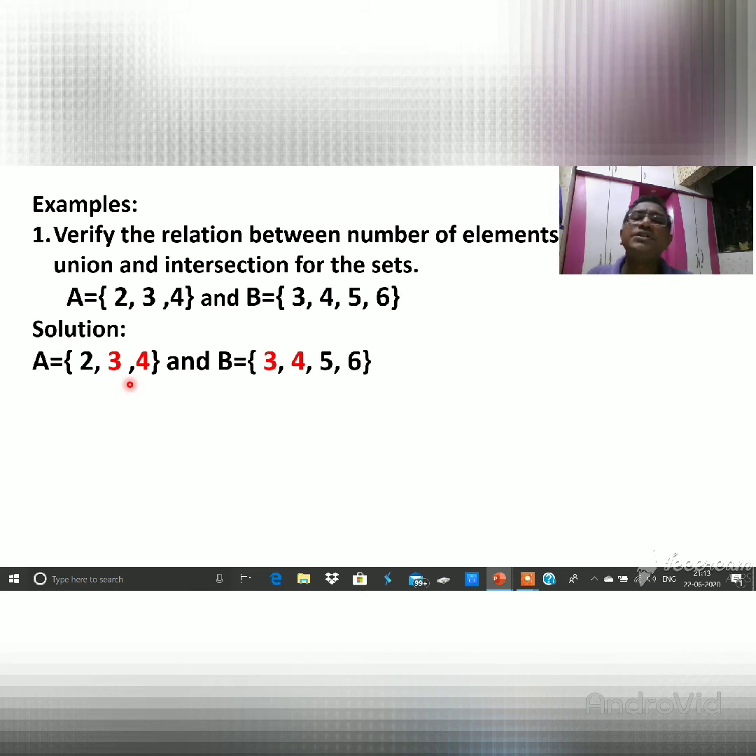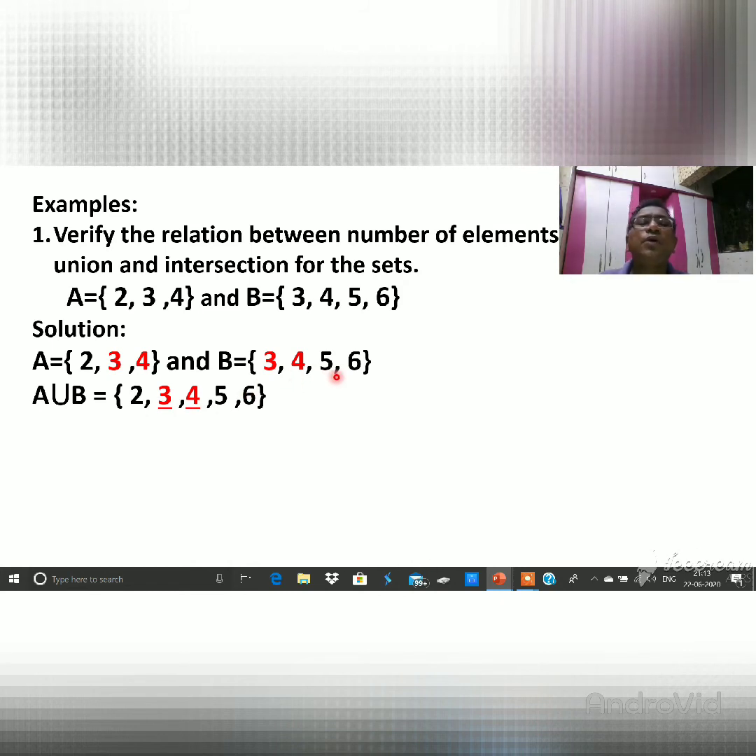The numbers written in the same color mean they are taken only one time. So see here, A union B. When making the union, we write 2, 3, 4. This A set is completed. But when we go towards the B set, we cannot write this 3 and 4. Why not? Because they are already here. So don't write 3 and 4 again. Understand? Because they are common.